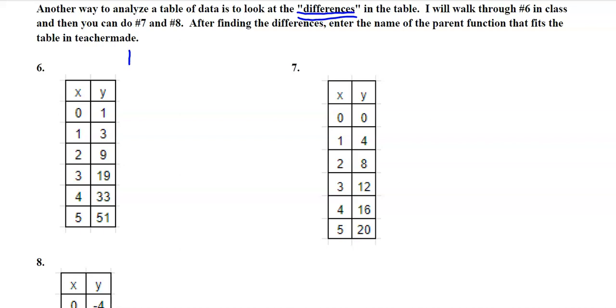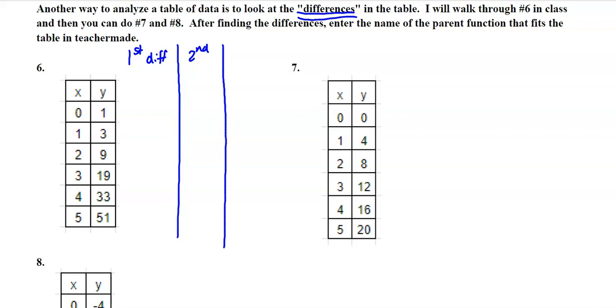So label this column right here. This is called the first difference. Actually, I'm going to give myself a little more room. So this is the first difference. Kind of put a line down. This is the second difference. Put a line down. And then we'll never go past the third difference, at least in this chapter we won't. Let's look and see what's going on.